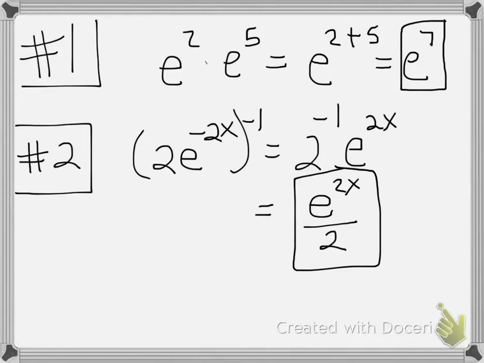When you have multiplication and you have two bases, you add the exponents, so 2 plus 5 is 7, so e to the seventh is that answer. For number 2, you have an exponent outside the parentheses that has to be distributed to both of the inside parts. So 2 is now to the negative 1 power, and e is to the positive 2x power. And so 2 to the negative 1 means it's going to be moved to the denominator, so your answer is e to the 2x divided by 2.